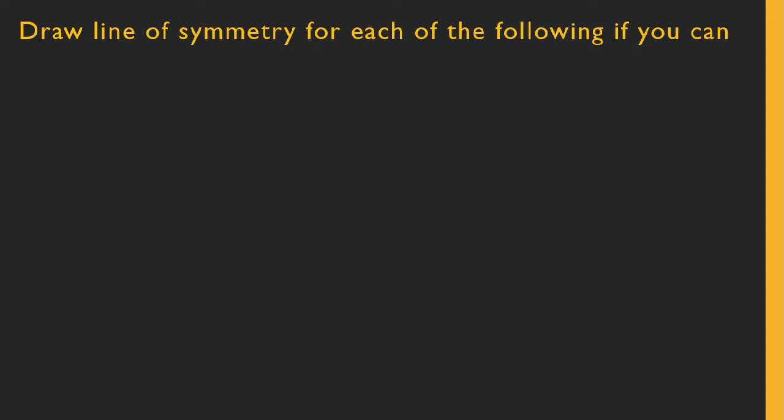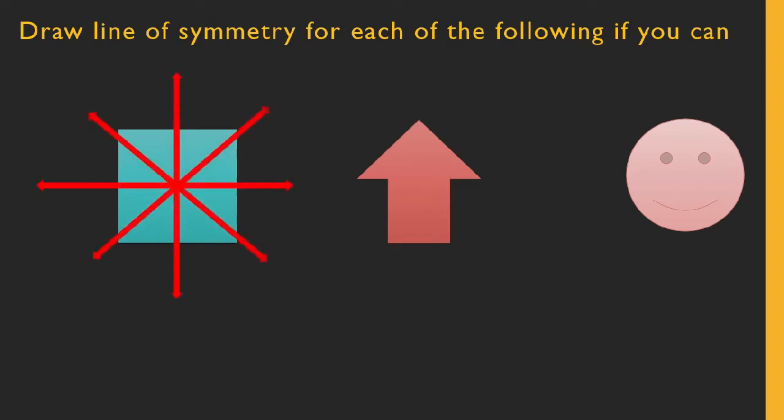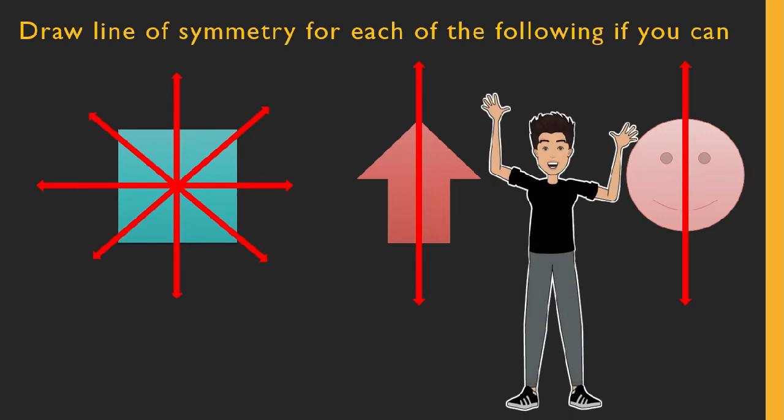Draw a line of symmetry for each of the following if you can. I have a square, an arrow, and a smiley face. So square, I can draw 4 lines of symmetry. Yes, like this. Okay, for an arrow, I can draw only one line of symmetry like this. And for the smiley face, I can draw only one line of symmetry like this. So when I fold the two parts from each picture here, the two parts will match exactly. Yes, this is so easy now.